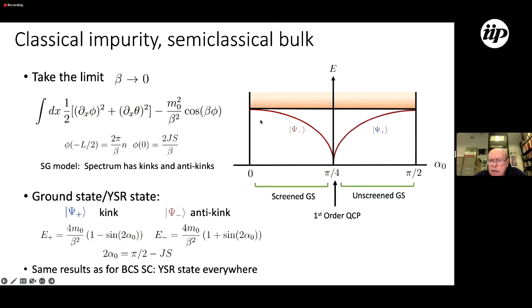And you see that this is all there is. The YSR states, the bound state, psi minus, and the non-bound state, have the same behavior, and dominate the full phase diagram. And between them, there is a first order quantum critical point.